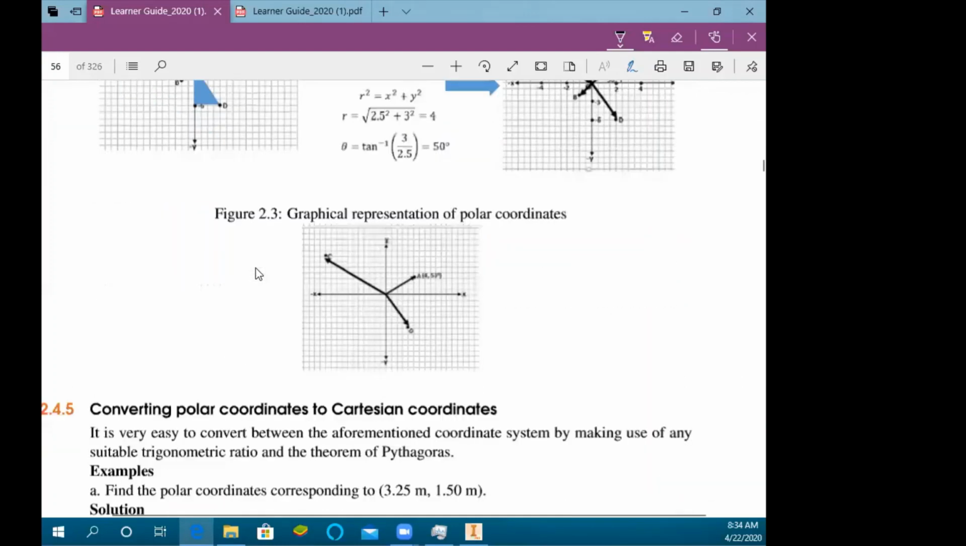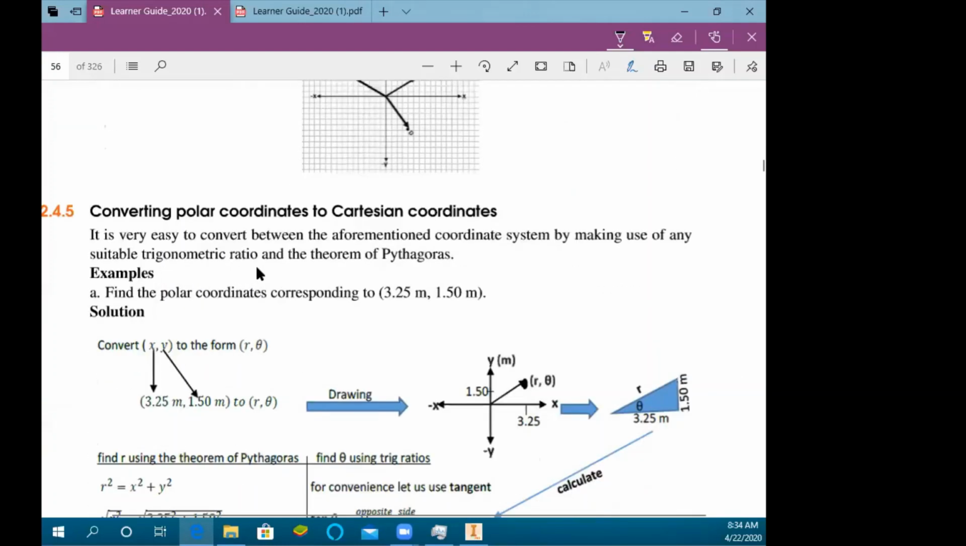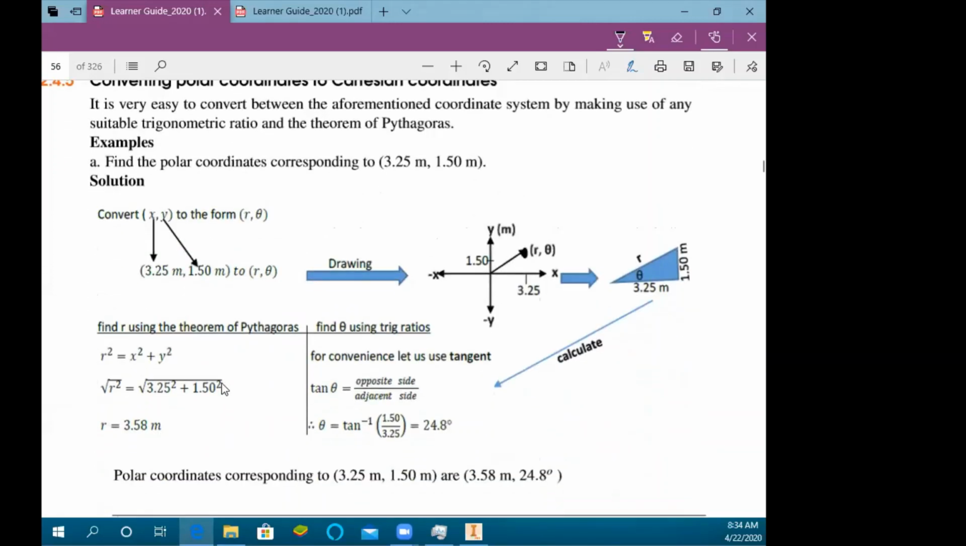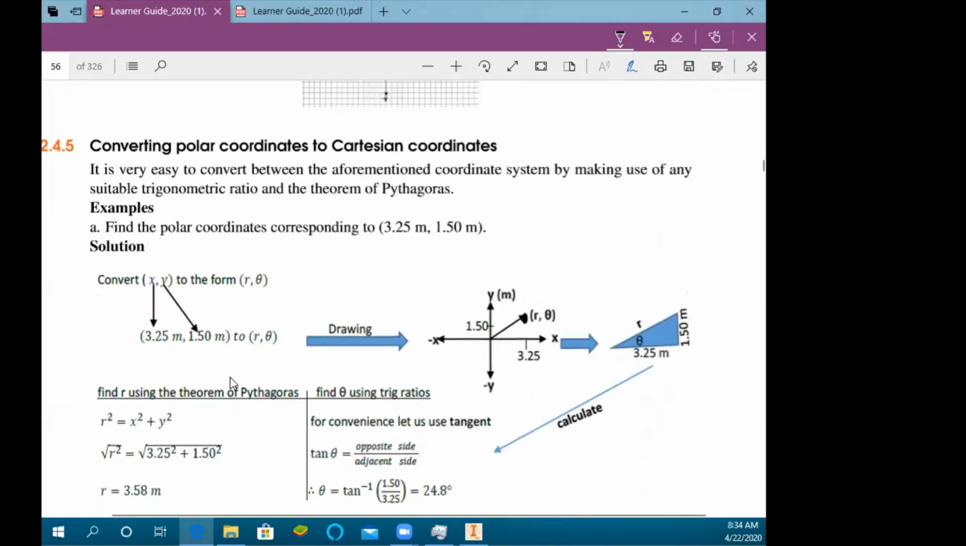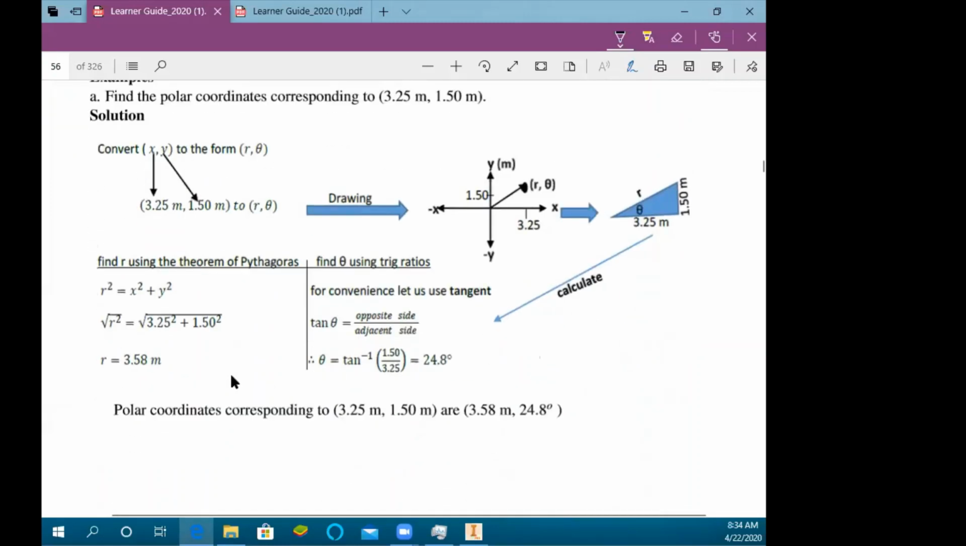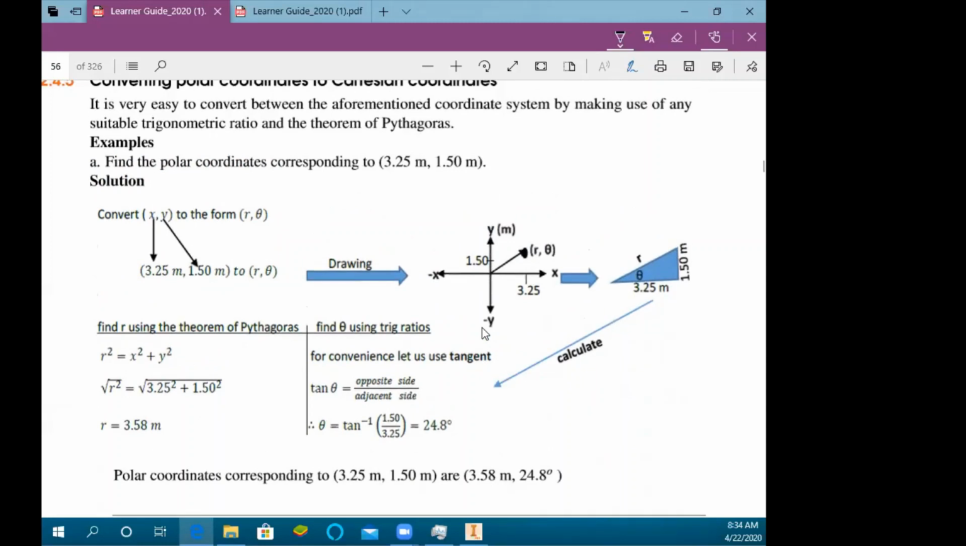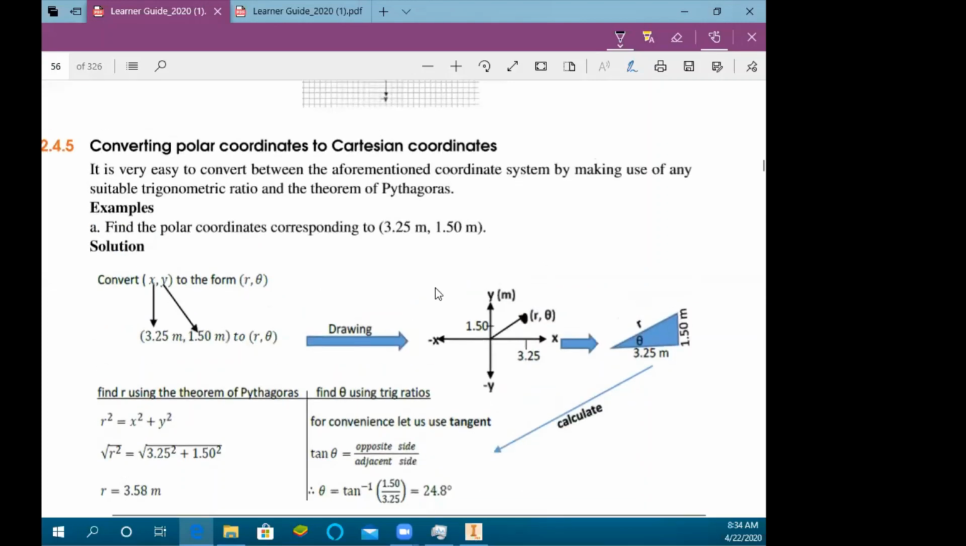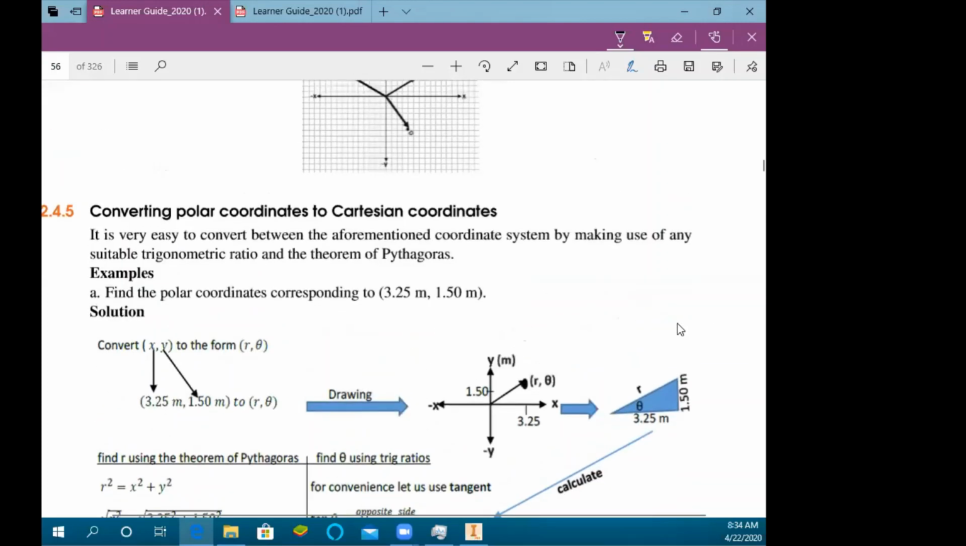Now, let's look at some activities I think we had done. Oh, there's this part of converting polar coordinates to Cartesian coordinates. Okay. Now let's do this example. Find the polar coordinates corresponding to this Cartesian coordinate, isn't it? Yes. Let's look at this question. Okay, let me do this.